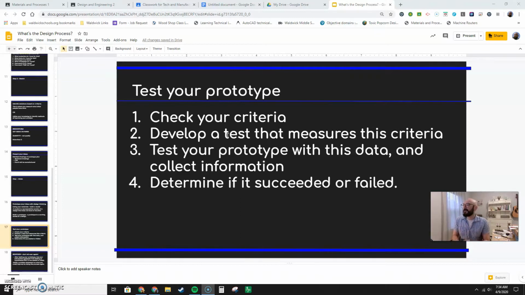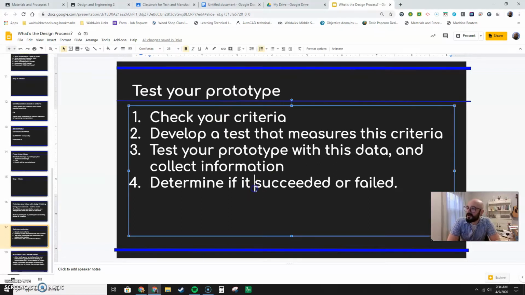Three, test your prototype with this data and collect information. So ideally, you want to test the original model if you're improving something, and then test your prototype and collect information to see how well you did. At that point, you're going to determine if it succeeded or failed. Now, failure is a beautiful thing because when you can observe failure, you can then think, why did it fail? And that gives you one aspect that you can improve the next time around.